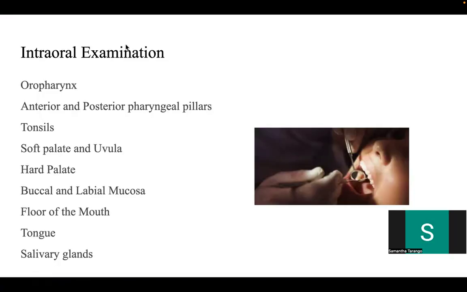Okay, so for the intraoral examination, we want to look for the oropharynx. We want to look at the back of the mouth, see how everything is looking. The anterior and posterior pharyngeal pillars, the tonsils, the soft palate and the uvula, the hard palate, the buccal and labial mucosa, the floor of the mouth, tongue, and salivary ducts.